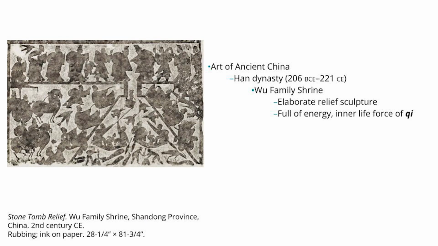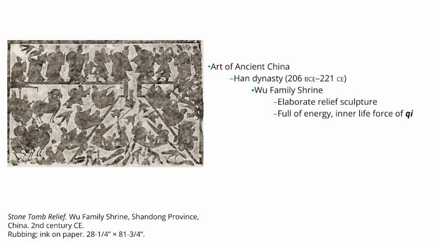Now, moving a little bit forward in time, we've got the Han Dynasty. A good art example from this is the Wu family shrine, which is an elaborate relief sculpture that is supposedly full of energy. Specifically, the energy that they're talking about is the inner life force that flows through all things called qi. So apparently this relief sculpture is meant to be full of qi.